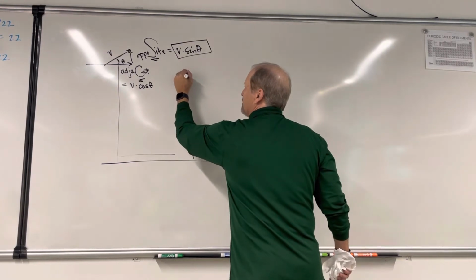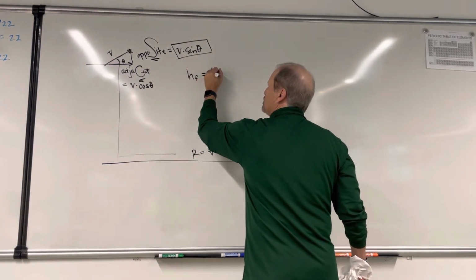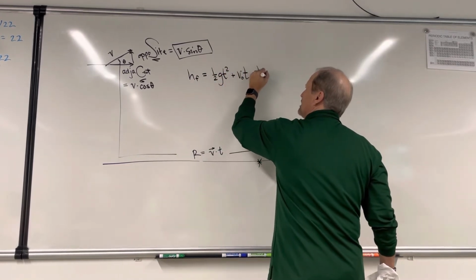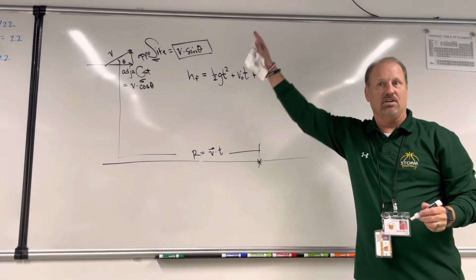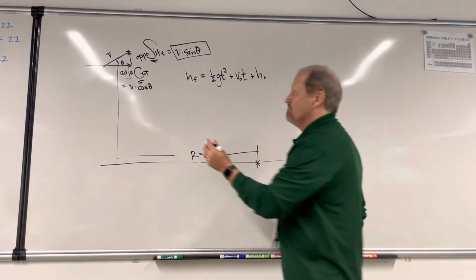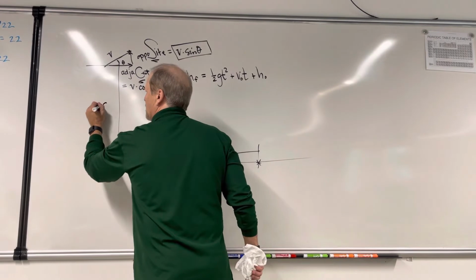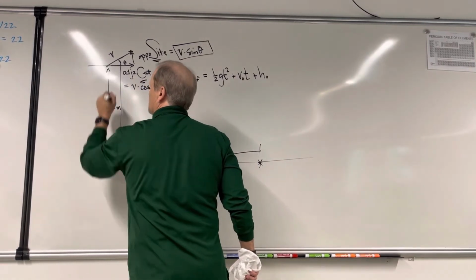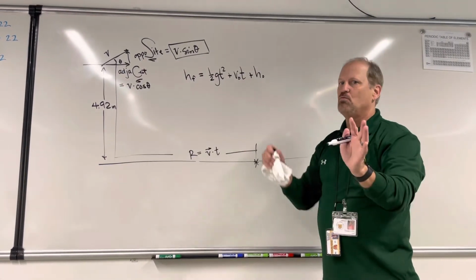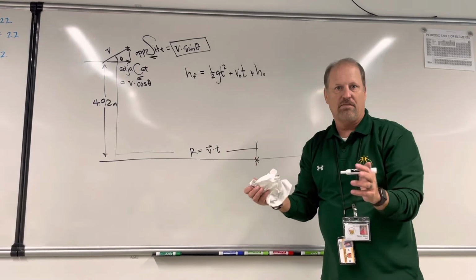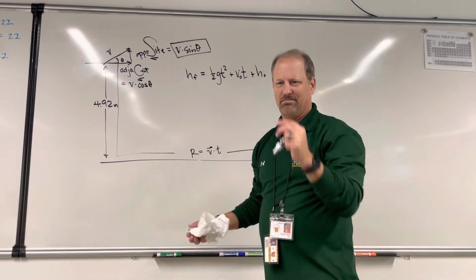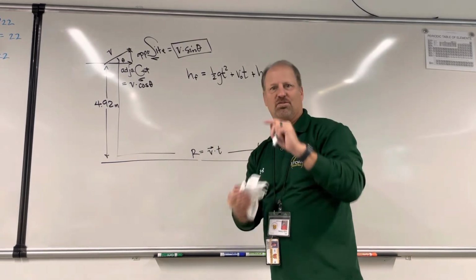Now, height final is equal to 1/2 g t squared plus v initial t plus height initial. What did we figure out our height was? I think we measured our height 4.92, right? Almost 5 meters. So our height up here was 4.92 meters from the projectile launcher down to the floor. We can't round to 5? We won't do that today. But rounding to 5 wouldn't be out of the ordinary, especially since we're talking 8 centimeters.